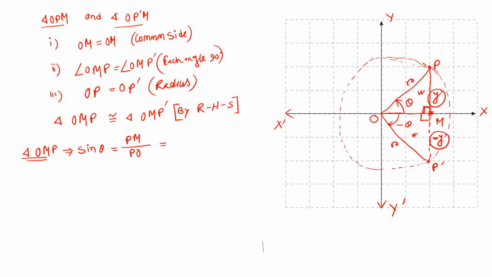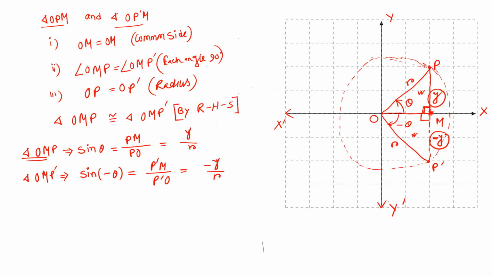So we can write down over there, that is y by r. Now at the same time I am drawing here OMP dash. From this case we can write sine minus theta, because here the angle is minus theta, you can see over there from this diagram. Sine minus theta equals M P dash by P dash O, because the height is P dash M and the hypotenuse is P dash O. So it is coming minus y by r.